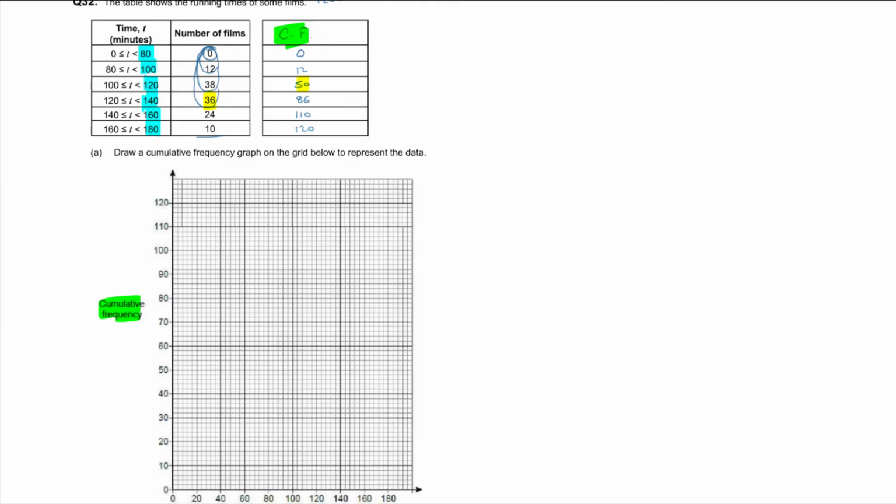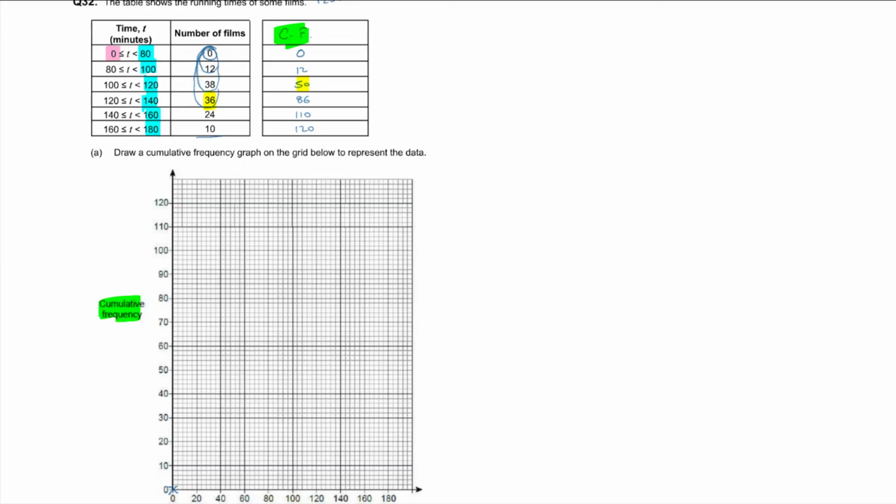Always plot against those. Plus you've got this extra bonus point that you can plot at the lower bound of the first group on your cumulative frequency table. Okay, so I'm going to plot a point at 0, 0 as a bit of a bonus point. There's that one there.